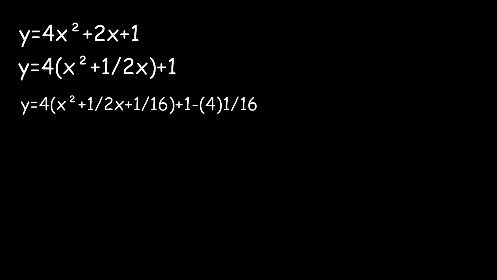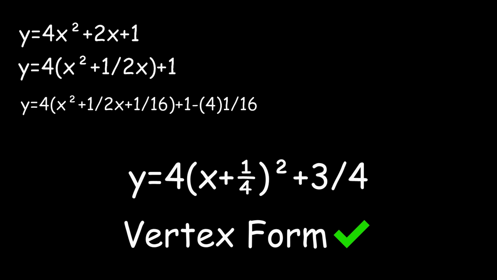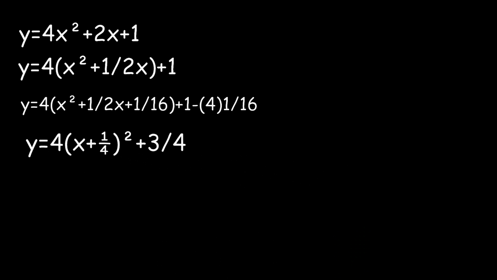All that is left is to express the perfect square trinomial into a square of a binomial. So after adding up all our like terms, we get y is equal to 4 times x plus 1/4, close parenthesis, to the power of 2 plus 3/4. And that is our vertex form. So keep in mind that this will be our vertex form. Y is equal to 4 times x plus 1/4, close parenthesis, to the power of 2 plus 3/4. Now we have the vertex form.